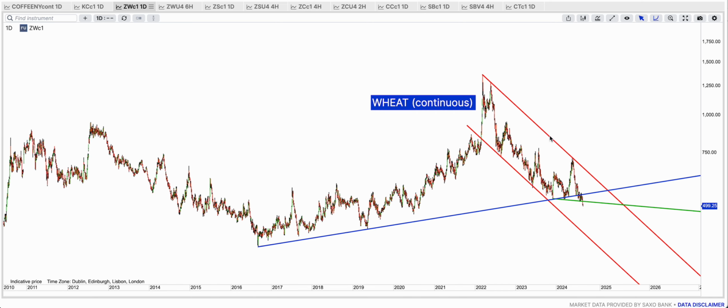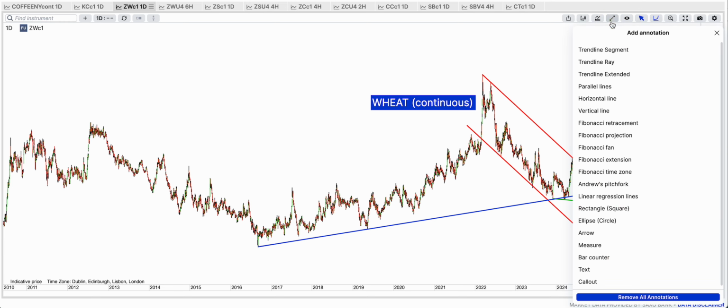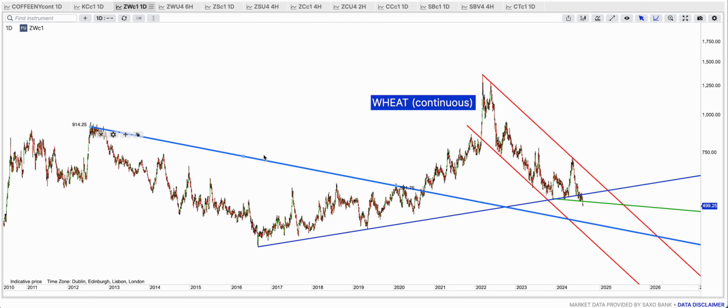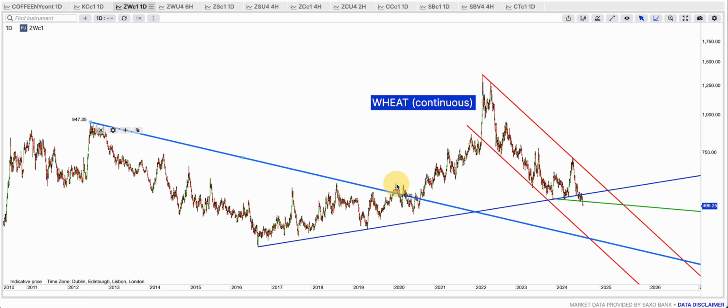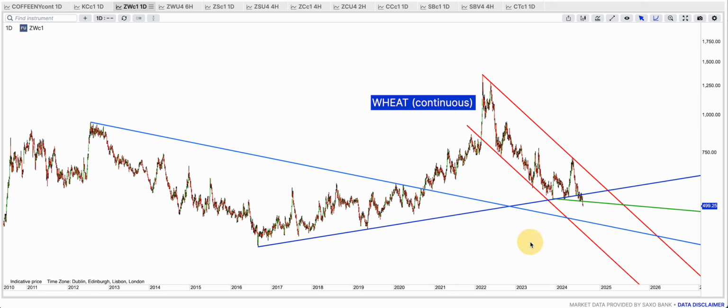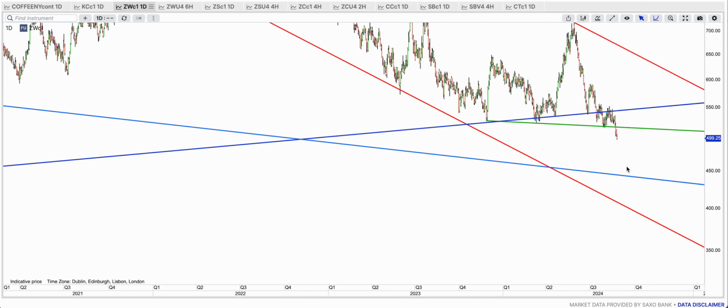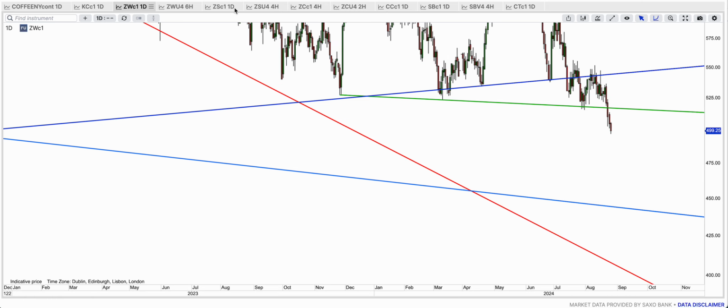Hard to say where it can really bottom out. Just one scenario is that it drops to this blue broken resistance right here. It comes down to this, back tests it, and then rallies. And the level for that one would be at 450.